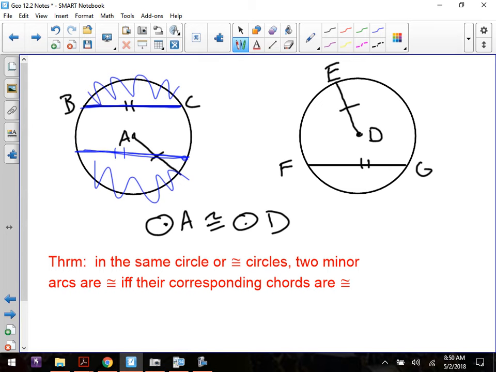It's kind of a logical way of thinking, right? If the chords are congruent and their corresponding arcs are congruent, I can also say if the corresponding arcs are congruent, those arcs are congruent, their corresponding chords. If we go here. Now, it's really, really easy to see how this works.